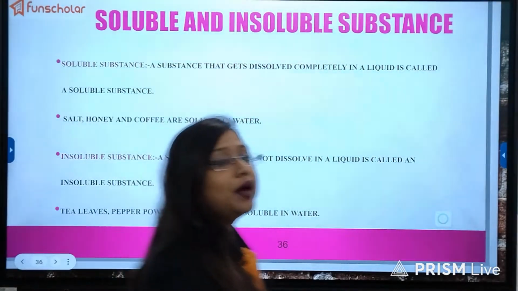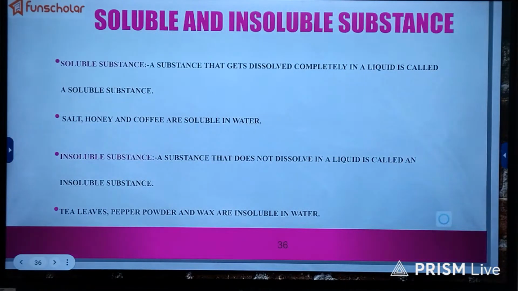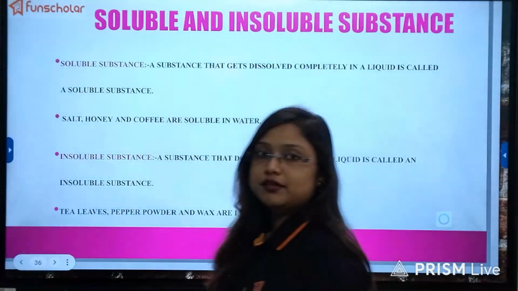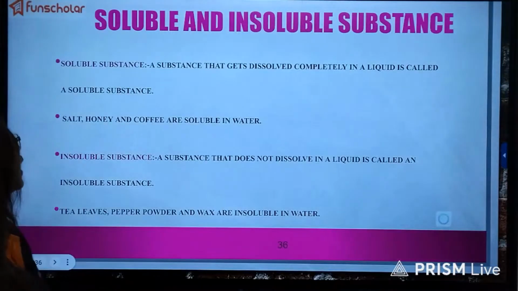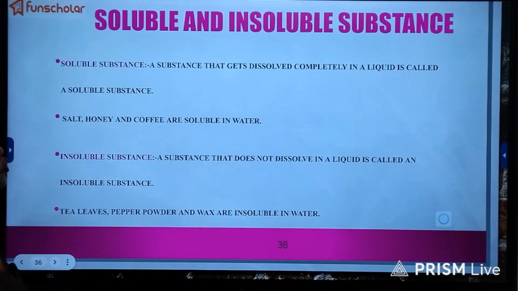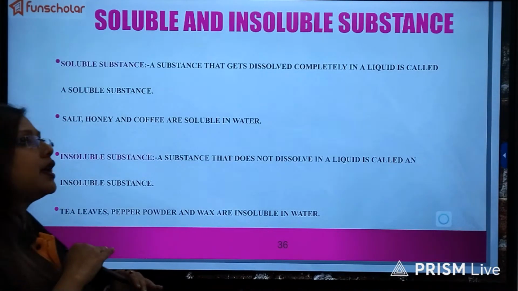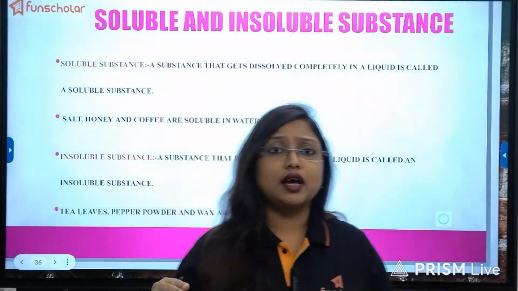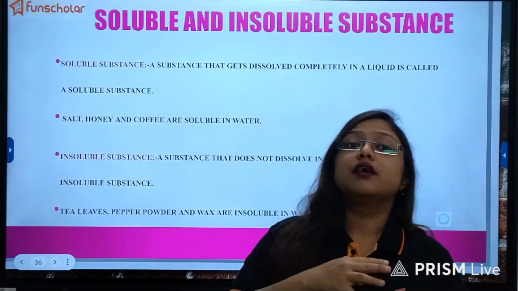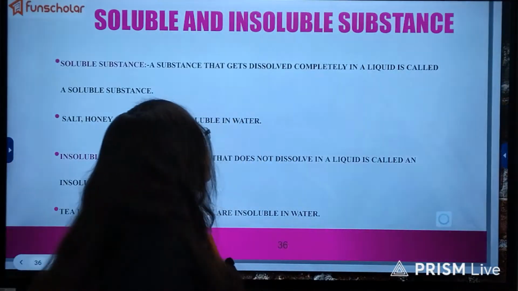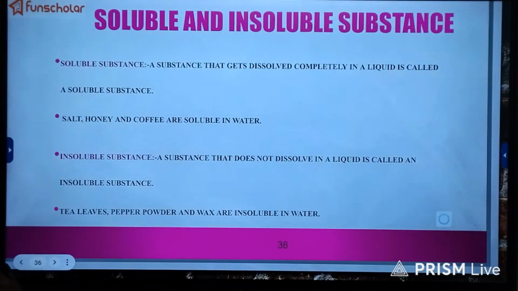Next is soluble and insoluble substances. What is a soluble substance? A substance that gets dissolved completely in a liquid is called a soluble substance. It is a solution where the substance mixes so completely that you cannot tell another substance was ever there. Then we can call it a soluble substance.